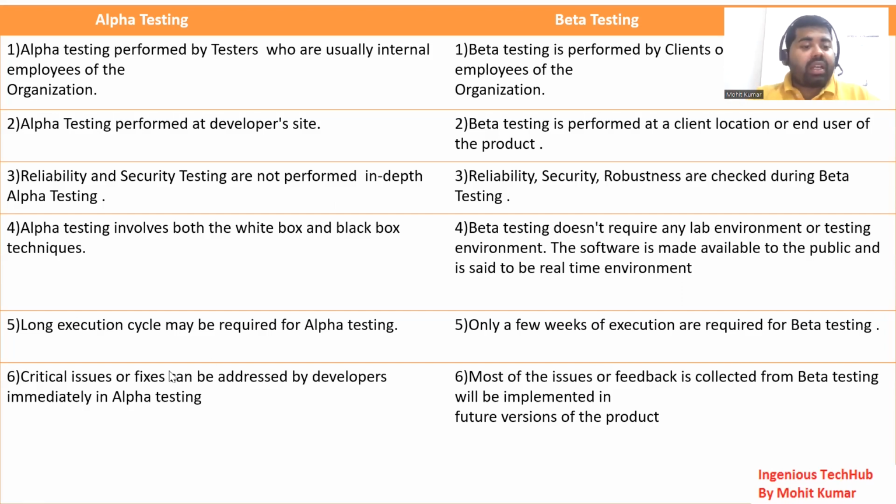Okay. Critical issues or fixes can be addressed by the developer immediately in alpha testing. Same thing, if we find some issue, we can raise the bug and the developer will fix it. That fix is required in alpha testing. But in beta testing, most of the issues or feedback is collected. I told you, right? So many feedbacks they have got, then they have collected and will implement in the future version of the product. Okay, so you can see ChatGPT 5 is also coming.